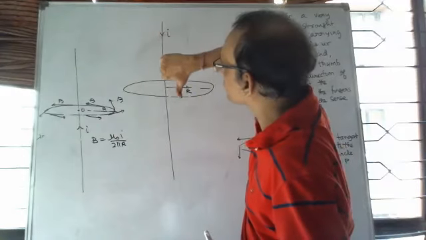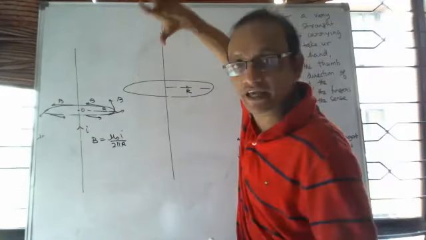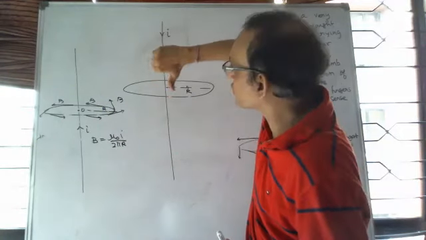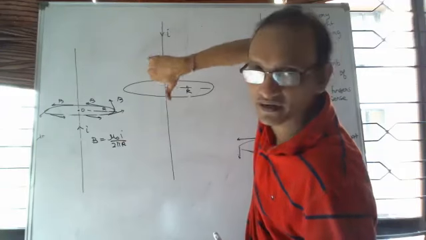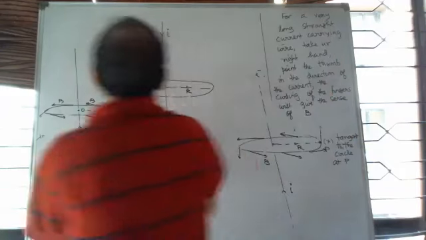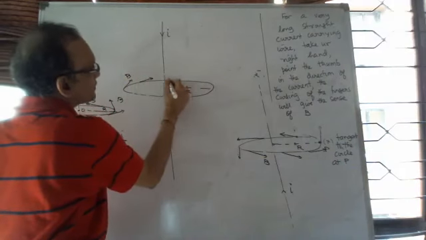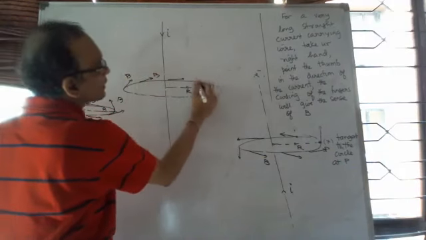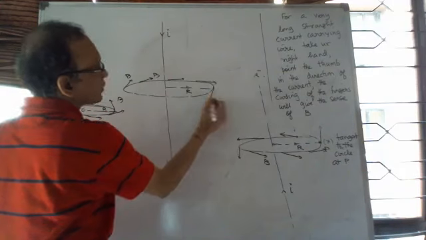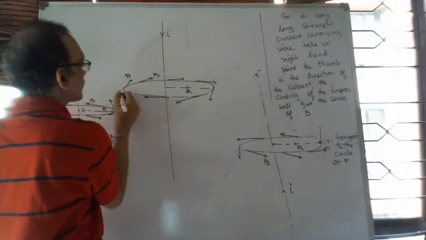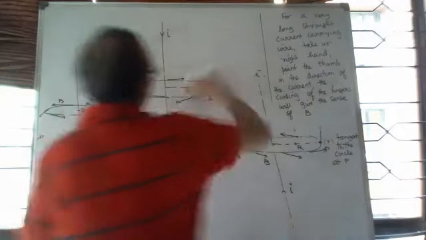Now look at this. Take your right hand. Along I, place your thumb. And see how it is curling. It's curling like this. Do you see? It's curling like this. That means the magnetic field will be B like this. Understood? That'll be the magnetic field.